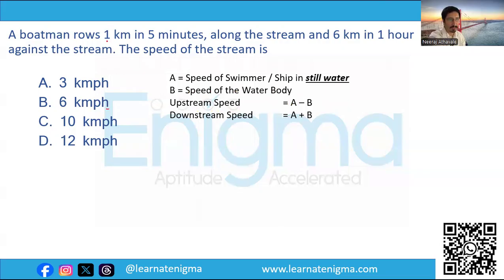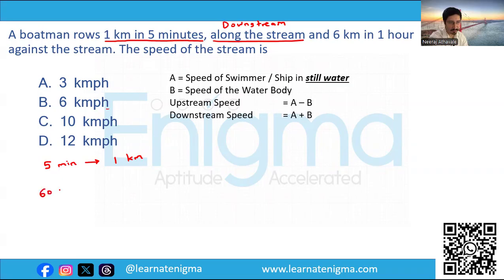Now, it is given here 1 kilometer in 5 minutes along the stream. Okay. So, along the stream, that means we are speaking about downstream speed. Now, we are not given the speed directly. We are given that in 5 minutes the distance covered is 1 kilometer. Now, when we say that we want the downstream speed, basically we want the distance covered in 1 hour.